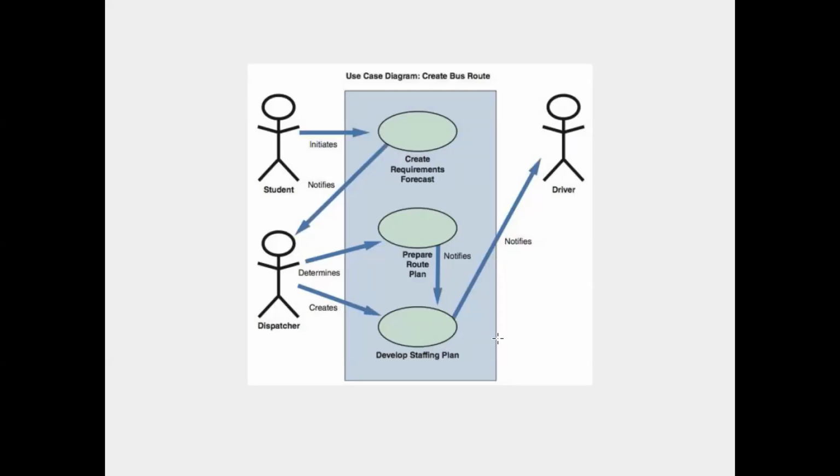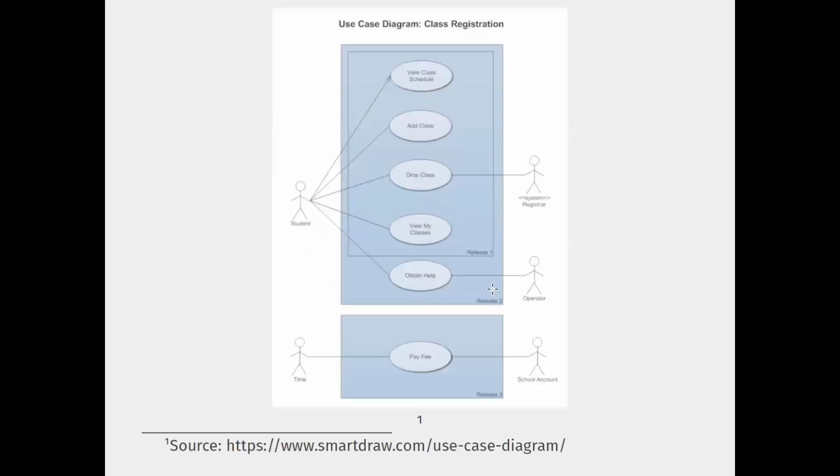Similarly, in another example, we have create bus route. We have 3 use cases here as well: create requirement forecast, prepare route plan, and develop staffing plan. And then we have 3 actors: student, driver, and dispatcher. And here the arrows indicate all the relationships among the use cases. I have given some more examples.